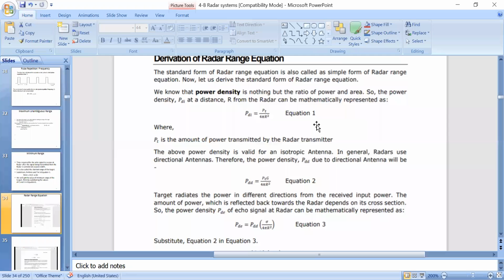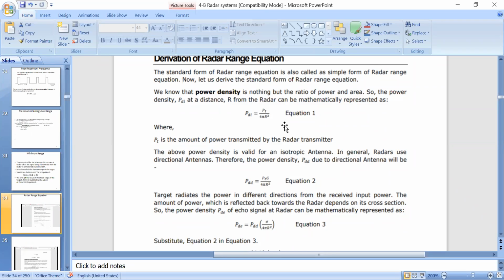What is the main function of a radar system? The main function of a radar system is detection and ranging, right? So we analyze the performance of a radar system based on how it detects objects and how accurately it calculates the range. It is by deriving this radar range equation that we analyze the performance of a radar system.